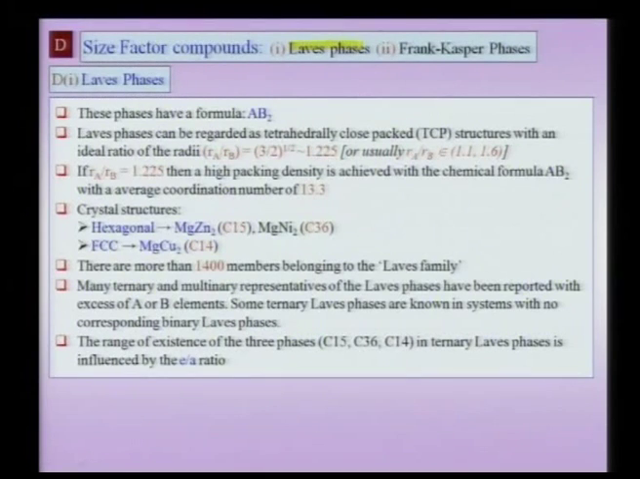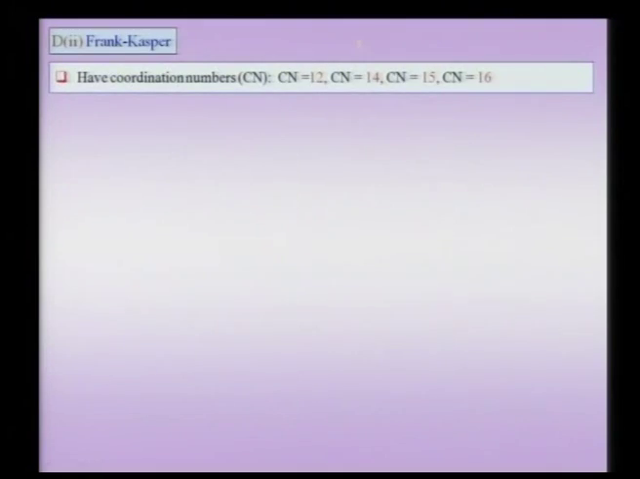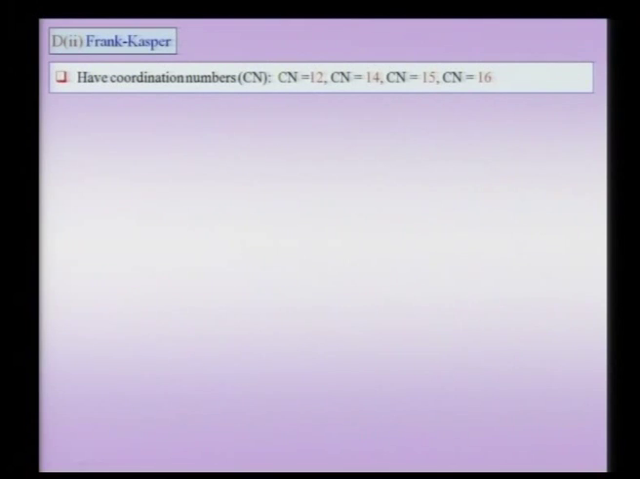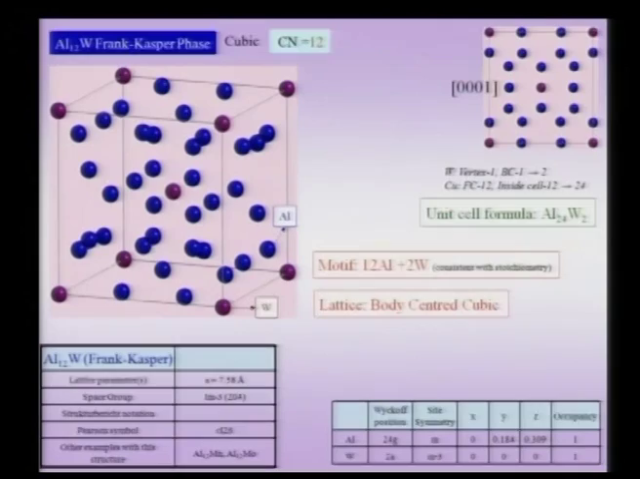So, let us now progress to the Frank-Kasper phases, and Frank-Kasper phases typically have somewhat complicated structures. The coordination number in these phases can be 12, 14, 15 or 16. To illustrate what these Frank-Kasper phases are, we will take up one example, Al12W, which has a coordination number 12.